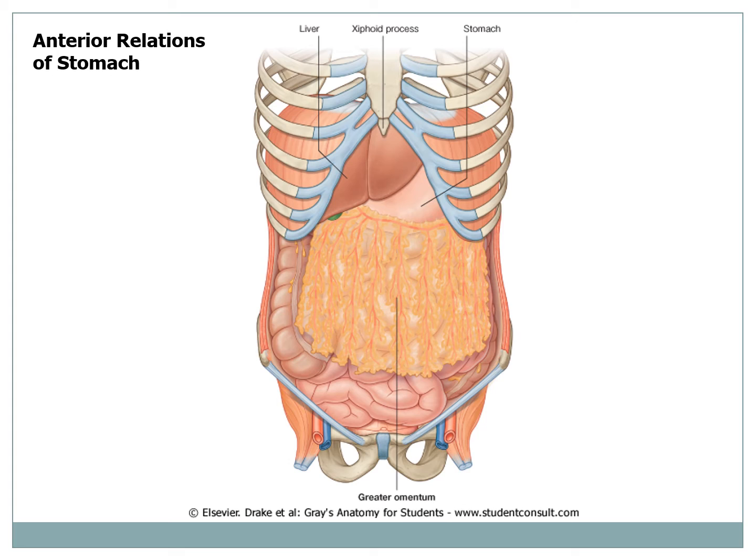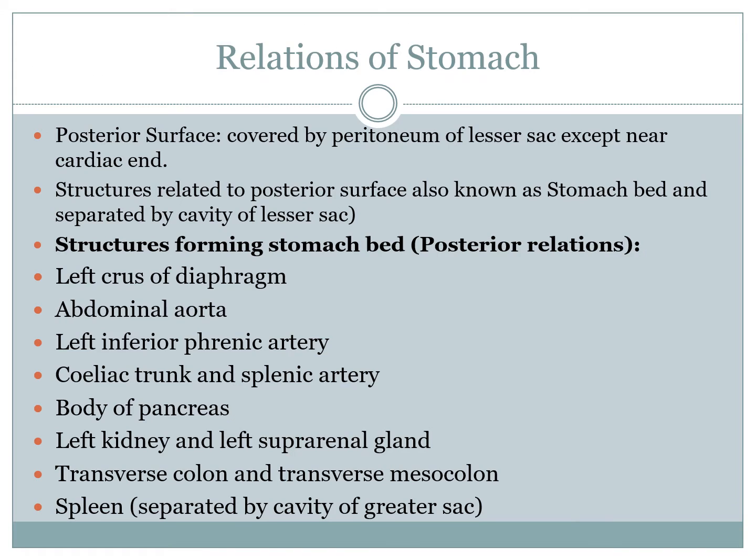So what are the boundaries of this Traube area? Above is the lower border of the left lung, below is the left costal margin, on the right side is the lower border of the left lobe of the liver, and on the left side is the lateral end of the spleen. So this area is called Traube space, and it may be obliterated by enlargement of the liver, spleen, or in pleural effusion. So these are the anterior relations of the stomach. Here there are two important triangles: one is the gastric triangle, another is the Traube triangle.